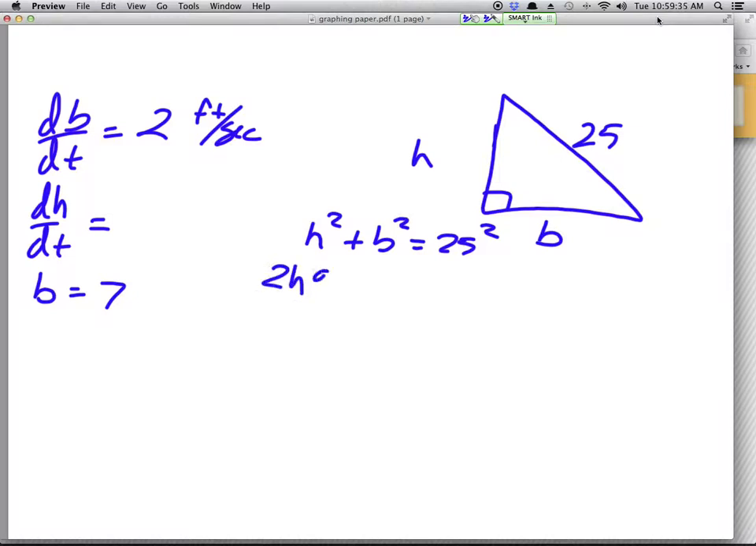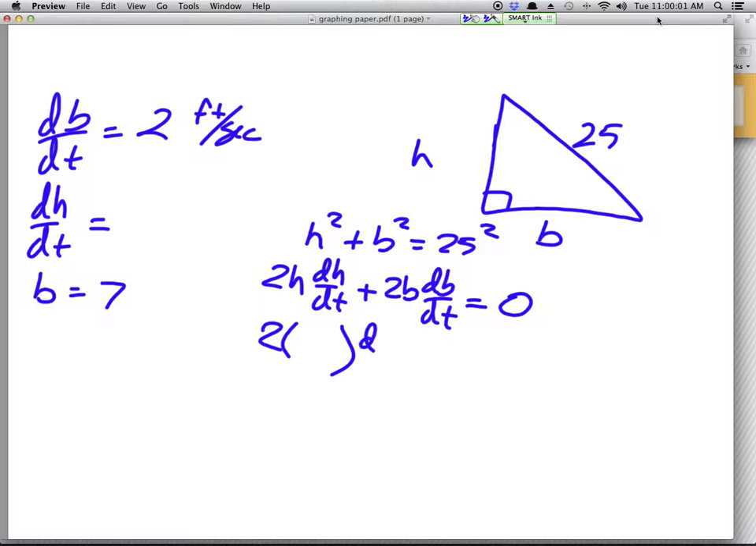So I get 2h dh/dt plus 2b db/dt. And then 25 squared, what's the derivative of that? 2 times 25? No, it's still a constant, so it's 0. So now I just plug in: 2 times my height. Do I know my height right now? No, we'll come back to that. dh/dt is what we're looking for. 2 times my base, which is 7, and db/dt is 2.